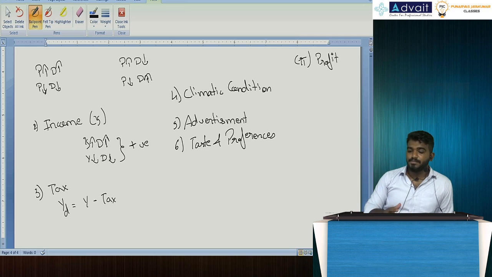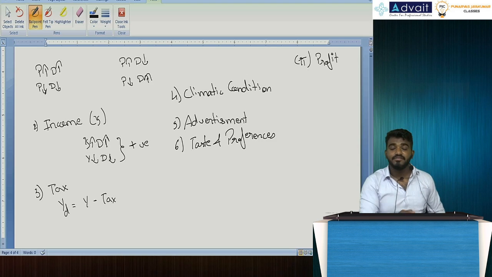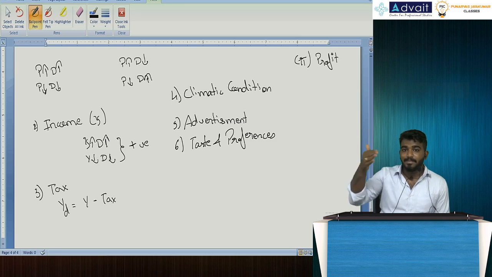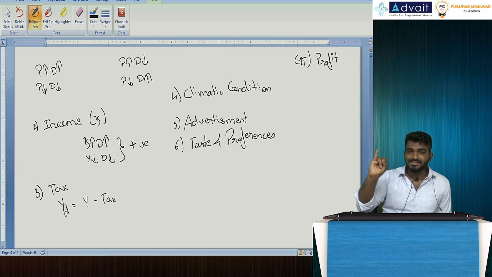SLV hotel. Sir, few people like vegetarian food, few people like non-vegetarian food. That is their preferences. Sir, I like the taste of that restaurant. That is why I go there even now and then. Sir, I go frequently over there. Boss, even taste and preferences of customers will also matter in order to determine the demand of a commodity. Acceptable? Sir, which was the first point? First point was price. So, which was the second point? Third point? Fourth point? Fifth point? Sixth point?